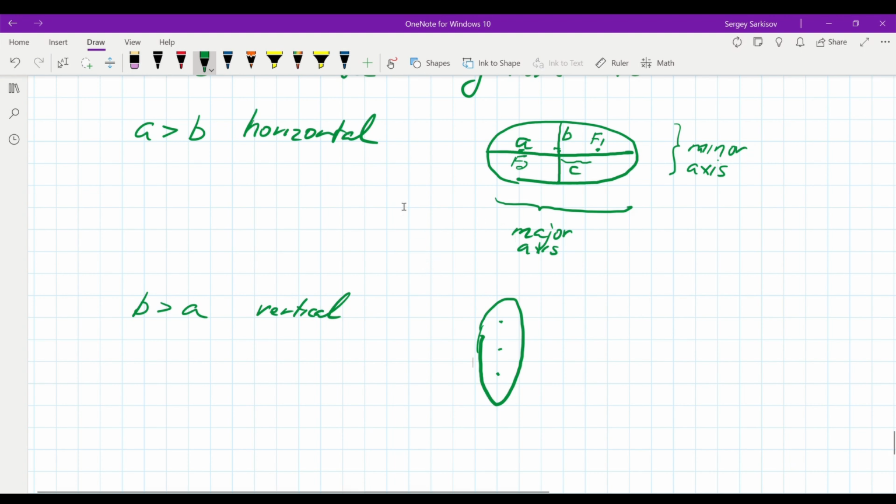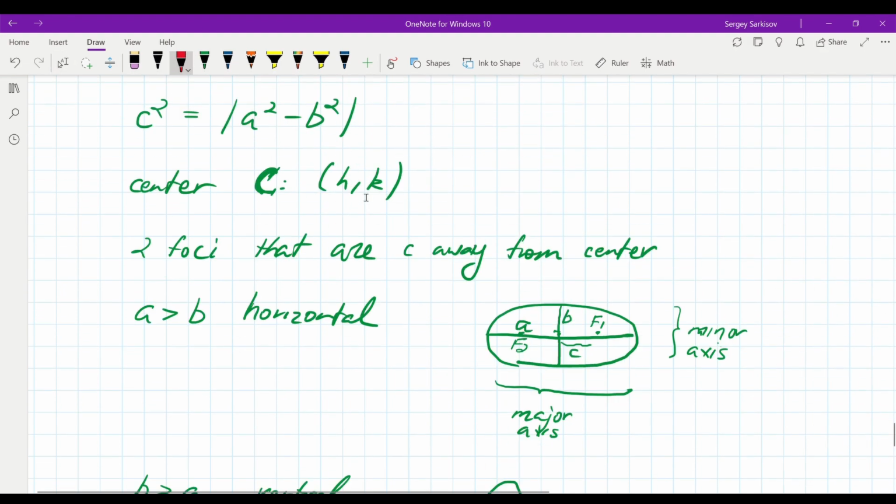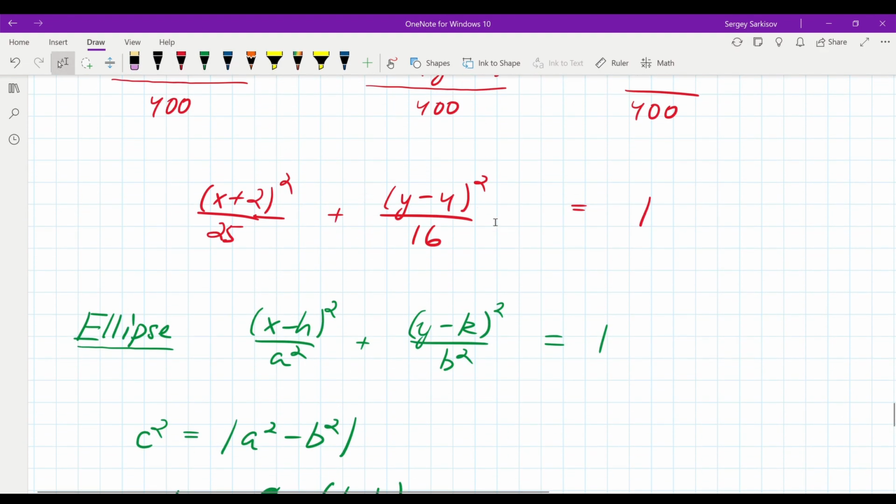All right. So what's ours? Let's check ours out. What's the square root of 25? It's a 5. B is a 4 here. So you're going to get A as 5, B is 4, right? C is going to be, what's that? Square root of 9? It's going to be 3. Center is negative 2 comma 4. X plus 2, so negative 2 comma 4.